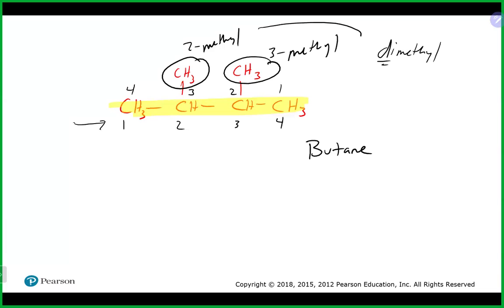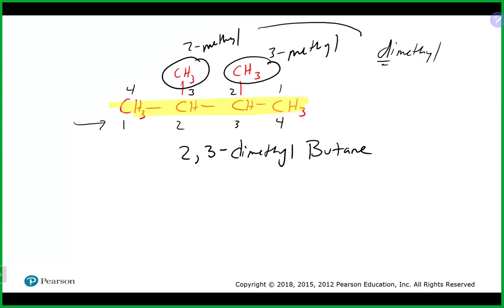Now, we do still need to give the number where we locate these things. In this case, this would be something like 2. Again, we need a comma between 2 numbers here, so we got 2, comma 3. Dash between number and letter. Dimethyl butane. So this would be 2, comma 3 dash dimethyl butane. Any questions on that?